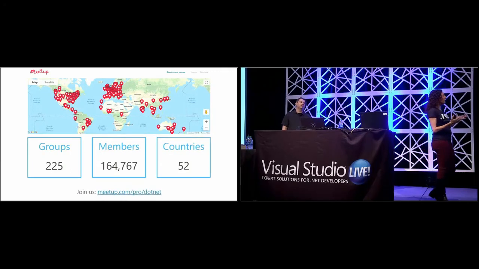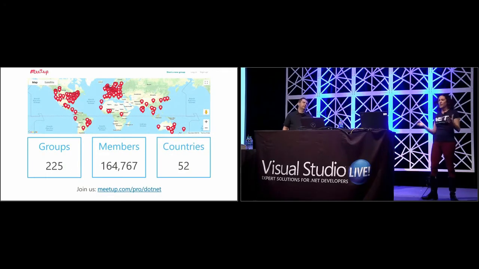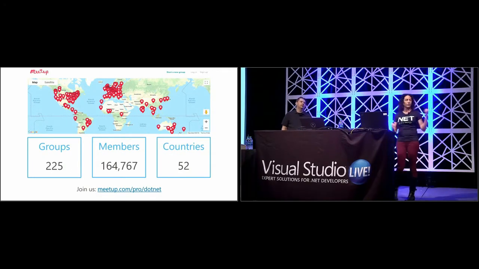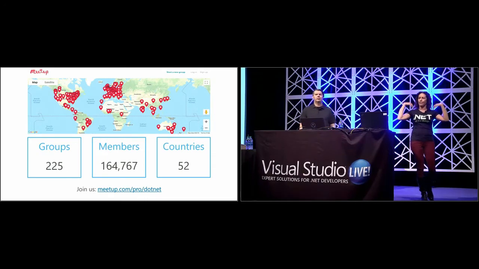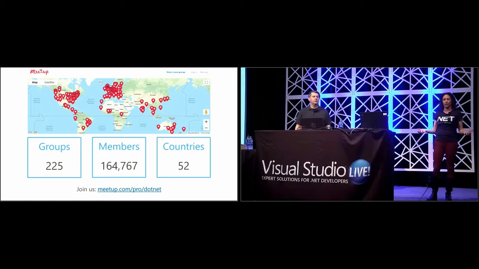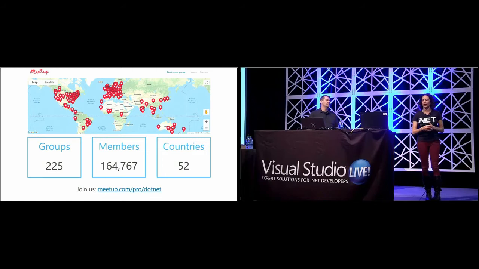Another way to get involved is Meetup. So join a Meetup, run a Meetup. We have created a Meetup Pro account. Basically we pay for the Meetup fees for all of these user groups around the world. And we're up to 225 groups, almost 165,000 members in 52 countries. So this gives you an idea: hey, .NET's not dying, it's growing. And this number is probably out of date because every day a new group joins the foundation.